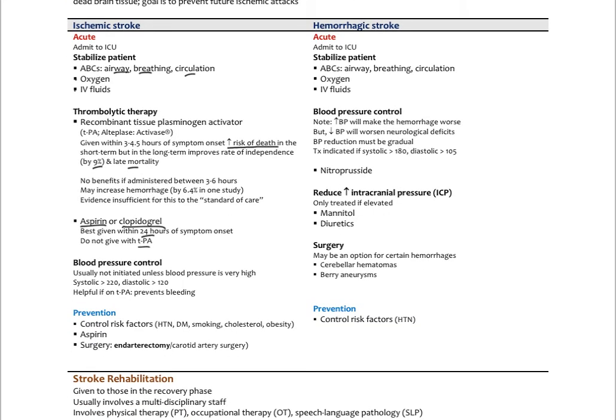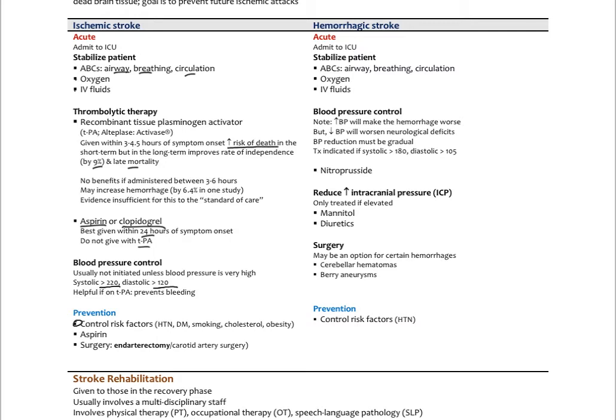And then blood pressure control would be the next big thing to look at. It's only treated if the systolic pressures are over 220, diastolic over 120. It's helpful if patients are on the TPA because it prevents bleeding. So thrombolytic therapy and blood pressure control might be two aspects that are considered for ischemic stroke patients. And then the big thing is, if they live through this, future prevention.